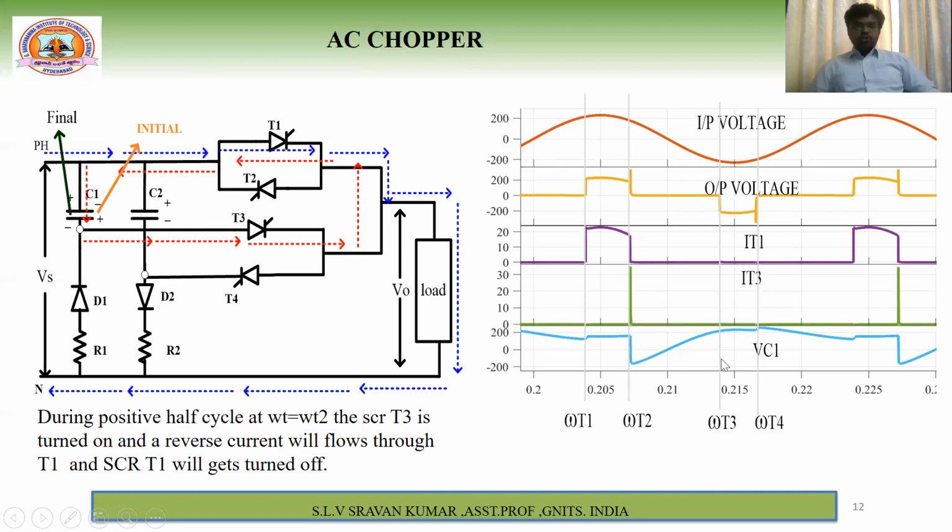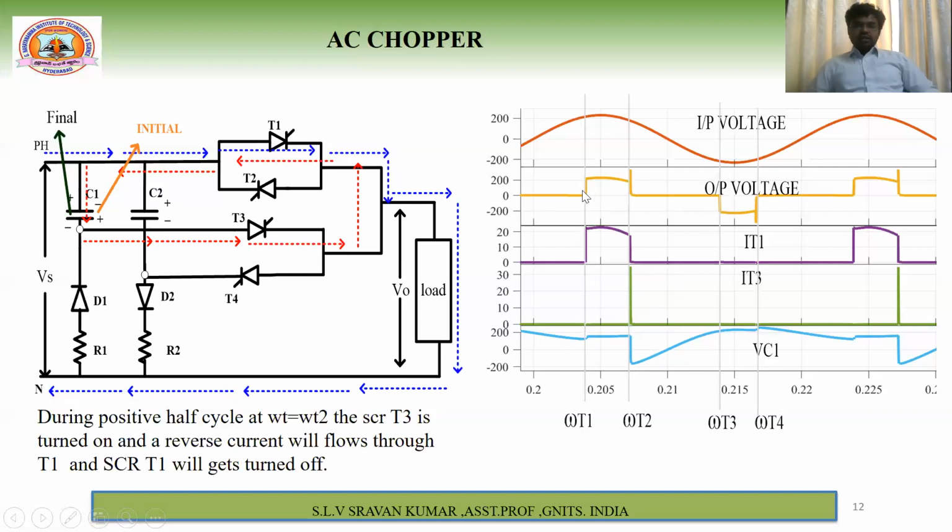So in simulation, if you zoom it, you will get that one. But at this moment, the current immediately rises. If possible, I will show the simulation later, right? That's why here the voltage is coming negative itself. Because of this current being 0 and voltage negative, your SCR T3 will be turned on, right?